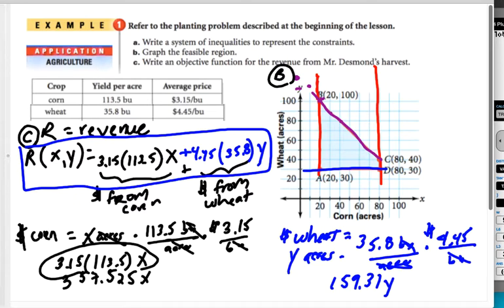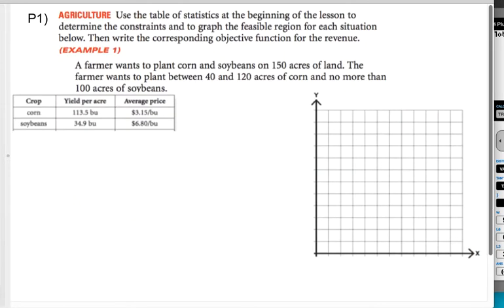So for P1, we're going to use the table of statistics that we have, which I put here, to basically do the same thing we did in example 1, but with a different farmer and planting different things. So the farmer wants to plant corn, which I'm going to call X, and soybeans, which I'm going to call Y, on 150 acres of land. The farmer wants to plant between 40 and 120 acres of corn and no more than 100 acres of soybean, right? So what we're going to do is start by writing our constraints. We're going to determine the constraints, graph the feasible region, and then write the objective function.